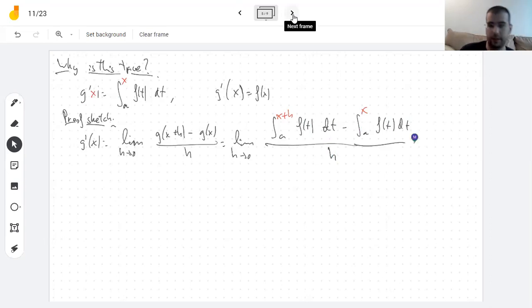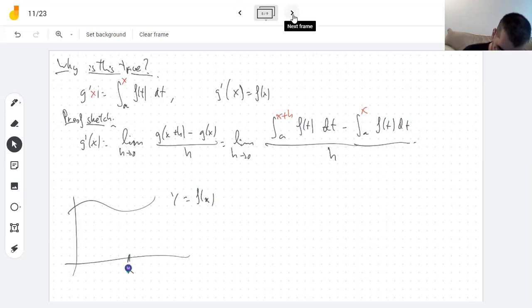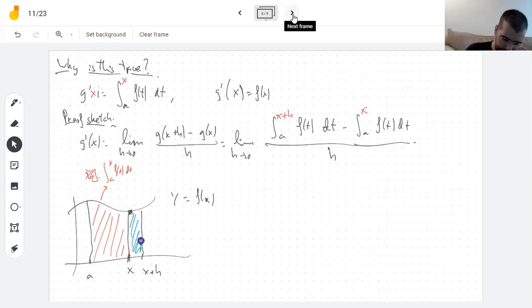So this fraction here, or the limit of it, is the derivative of the integral. So what I'm saying is take y equals f of x, take some x here, and here's x plus h. Now the blue bit is the integral between a and x of f. And what is the integral from a to x plus h? Well, it's the whole area that I'm coloring in. It's the red bit plus the blue bit.